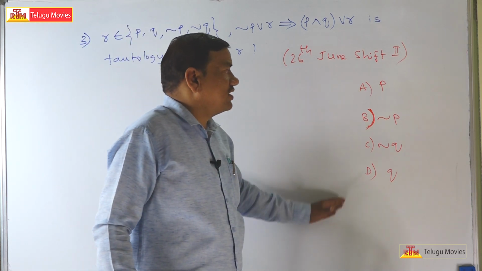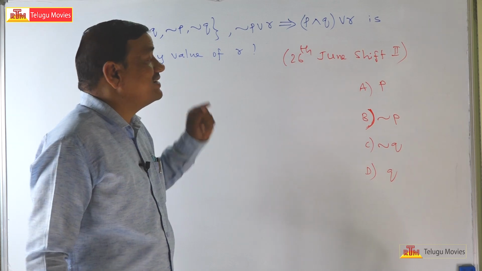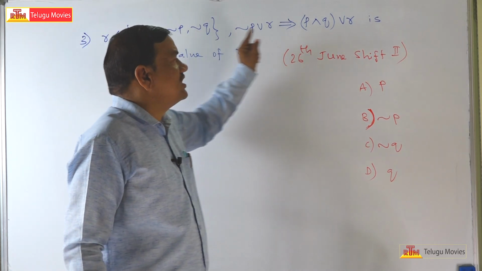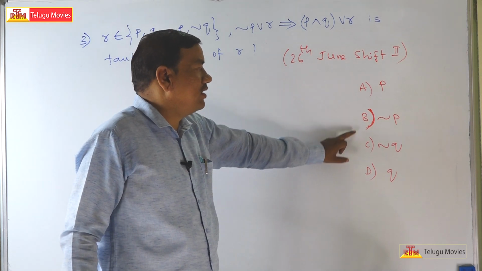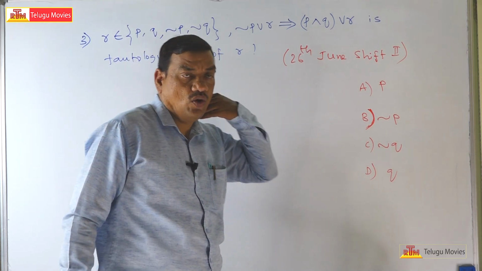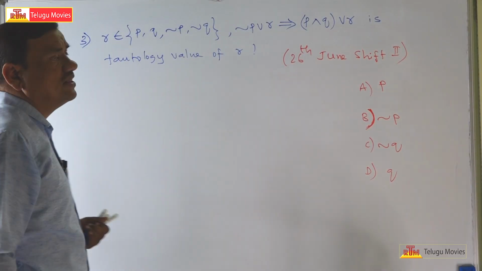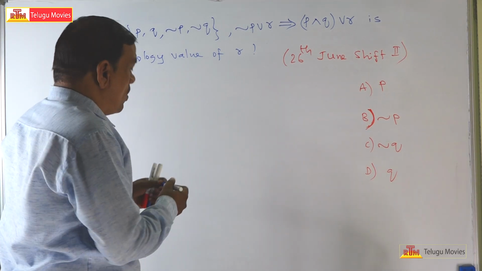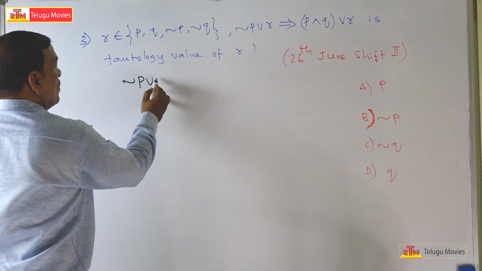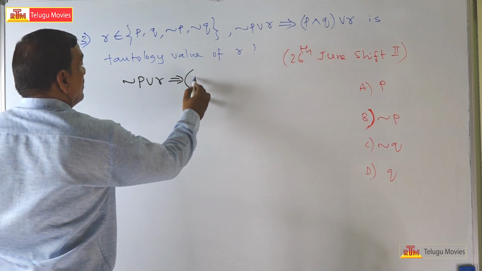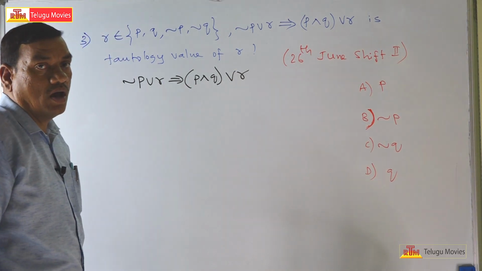Here options are given. What should we keep in place of R such that the total statement is a tautology? We have to keep either P, negation P, negation Q, or Q. So let us see the problem. First we will try to simplify that compound statement. The compound statement given is negation of (P or R) is logically equivalent to (P and Q or R).